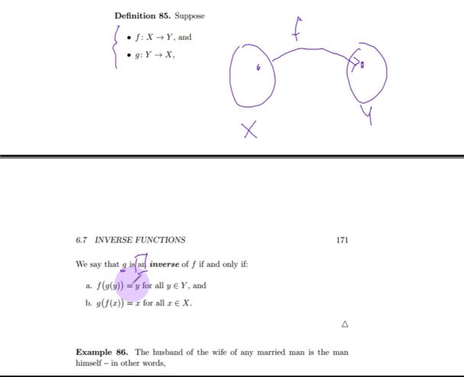f of g of y is equal to y. So if I have some function g here, whenever I take g of y and apply f to that, then I get back to y again. Also, the other condition is that if I have any x, whenever I take f of x and apply g to that, I get back to x again. Okay, so you can see from the picture that basically you're just going back and forth.